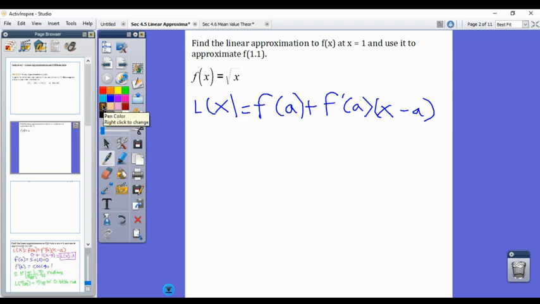One of the things I need to know is my derivative. Well, we know that the square root of x is the same thing as x to the 1/2. So if I take the derivative of f, I'm going to get 1/2 x to the negative 1/2. Okay, so I can write that as 1 over 2 square root of x.